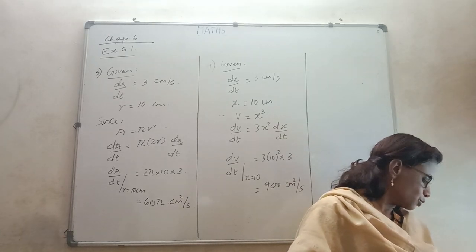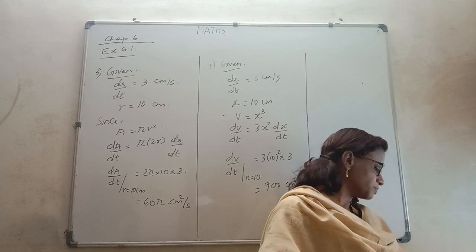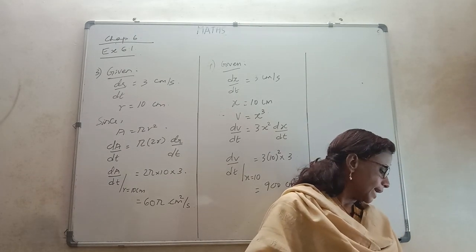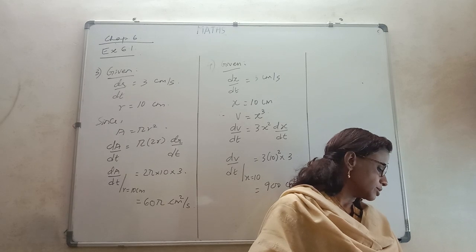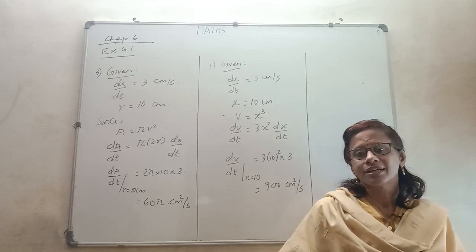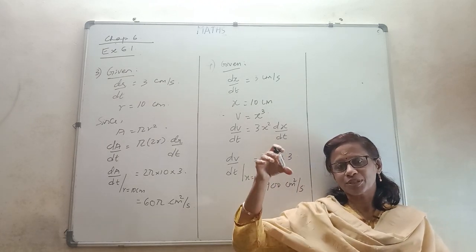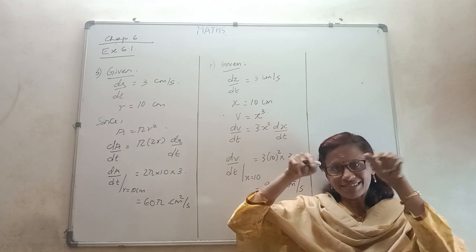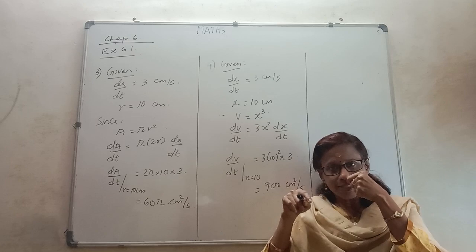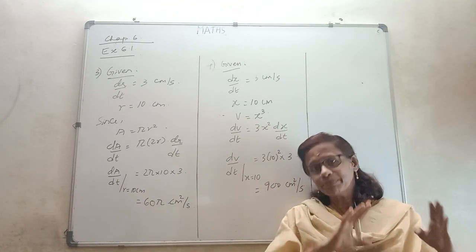What does it say? A stone is dropped into a quiet lake and waves move in circles at a speed of 5 centimeter per second. At the instant when the radius of the circular wave is 8 centimeter, how fast is the enclosed area increasing? Now I hope you are able to visualize. Whenever we put a stone in a pond, we can see those circles. It's not a single constant circle. The circle keeps on increasing.